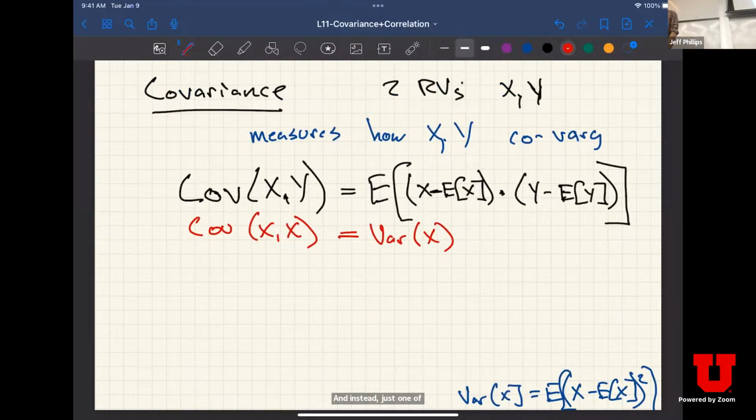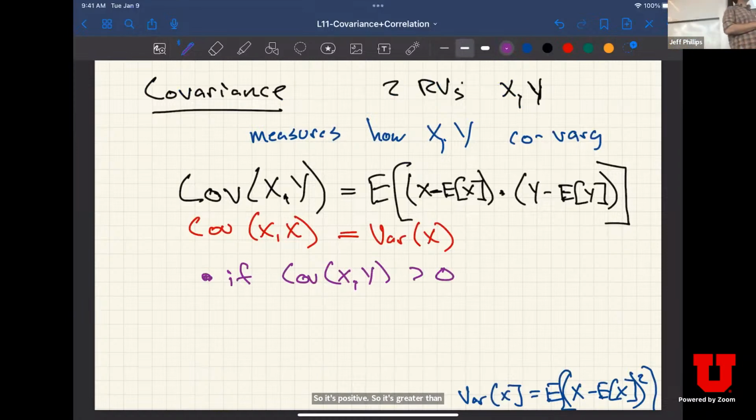All right, so what does the covariance tell us? There are a couple of points that this will tell us. If the covariance of x and y is positive, so it's greater than 0, then this says that x and y tend to vary in the same direction.